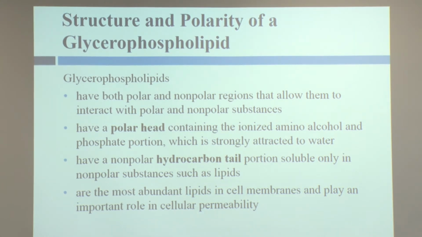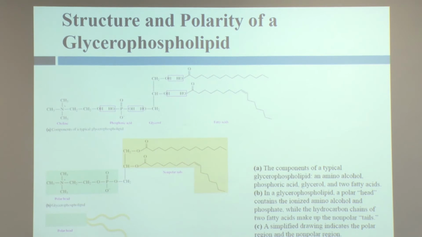So the polar part is attracted to water, it's hydrophilic. The amino alcohol and the phosphate portion, remember there is a phosphoric acid, that portion is attracted to water, hydrophilic. The non-polar hydrocarbon tail is non-polar and soluble only in lipids. Now this solubility in non-polar substances such as lipids is a very important point that will come later in the use of these glycerophospholipids. This is what we are talking about.